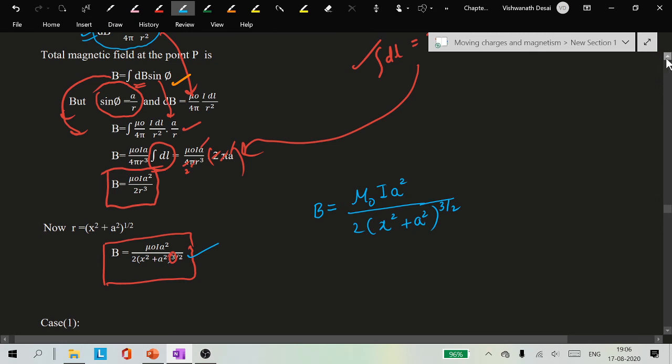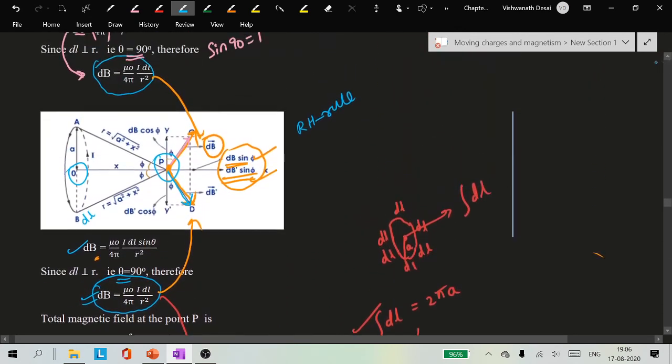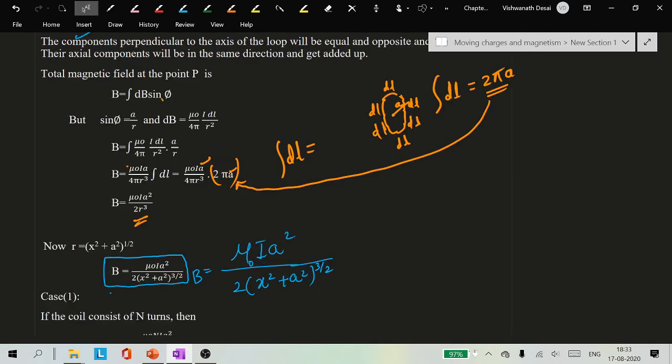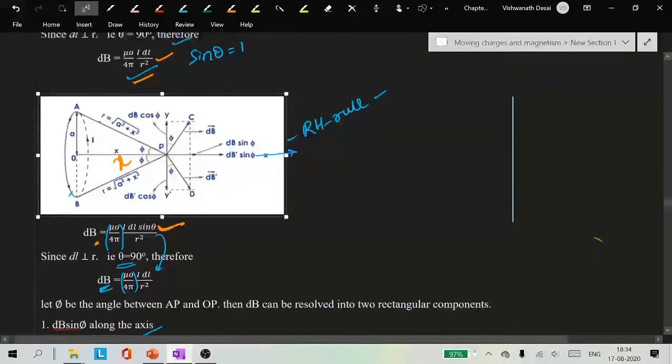The derivation is easy and you know how to draw the diagram. Explaining the diagram only took a lot of time, but the derivation is simple and the derivation is most important. So almost every year the question is asked. So practice this derivation. So the final step we got is B is equal to mu naught I a square divided by 2 times x square plus a square to the power 3 by 2. So this is the magnetic field along the axis of a circular current carrying loop.